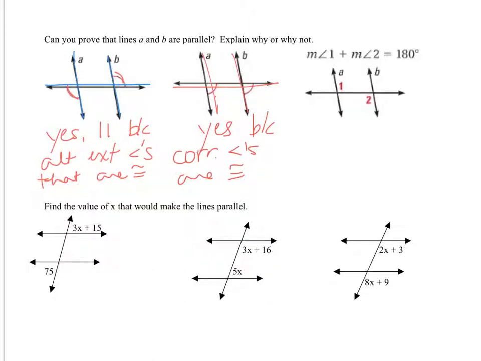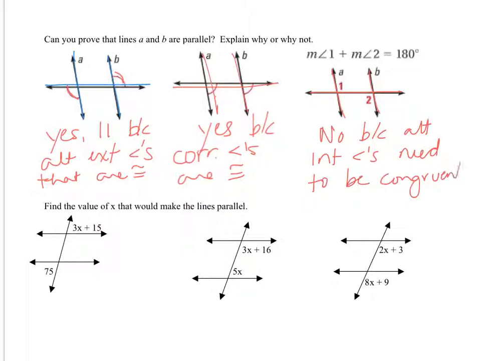Looking at the third example, we have angle 1 and angle 2. Again, we have these 2 lines cut by transversal, and these 2 are alternate interior angles. And I know that alternate interior angles are congruent. Therefore, this would be a no because alternate interior angles need to be congruent. They could be the same measure, but it's not marked, so we can't prove that the 2 lines are parallel.